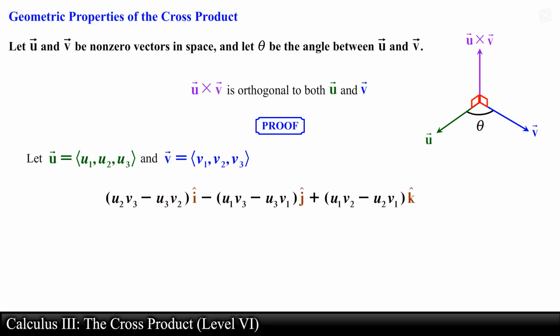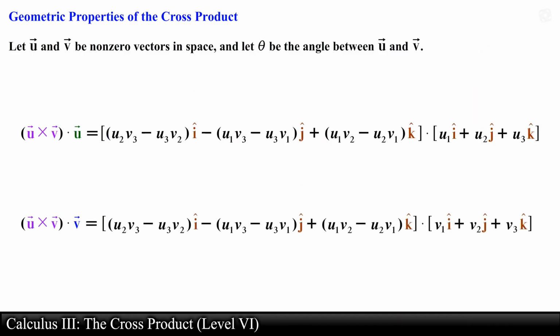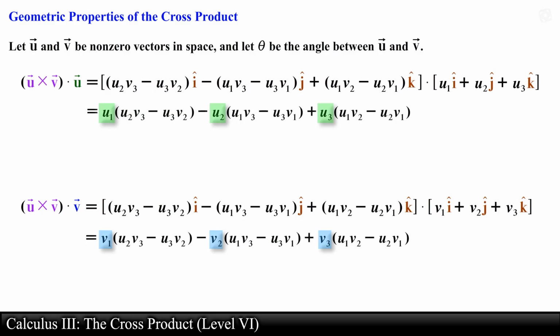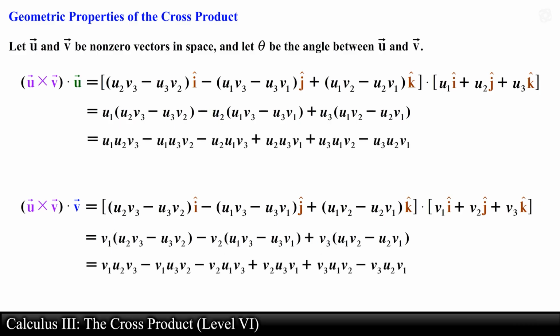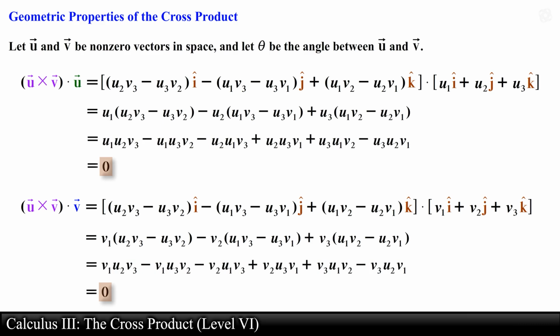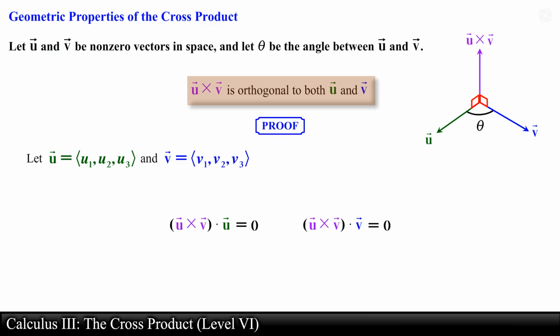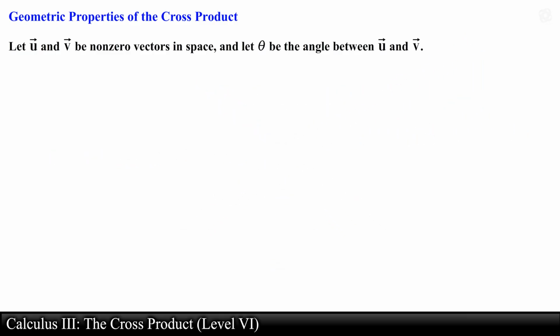Next, we go ahead and dot this vector with vector u and vector v separately. Then, we go ahead and distribute the components of vector u and vector v for each expression. From here, notice that every single value cancels out, reducing both expressions to 0. Therefore, vector u crossed with vector v is orthogonal to both vector u and vector v. And this ends the proof. Let's move along to the next geometric property. This property was also introduced in the first video of this series.